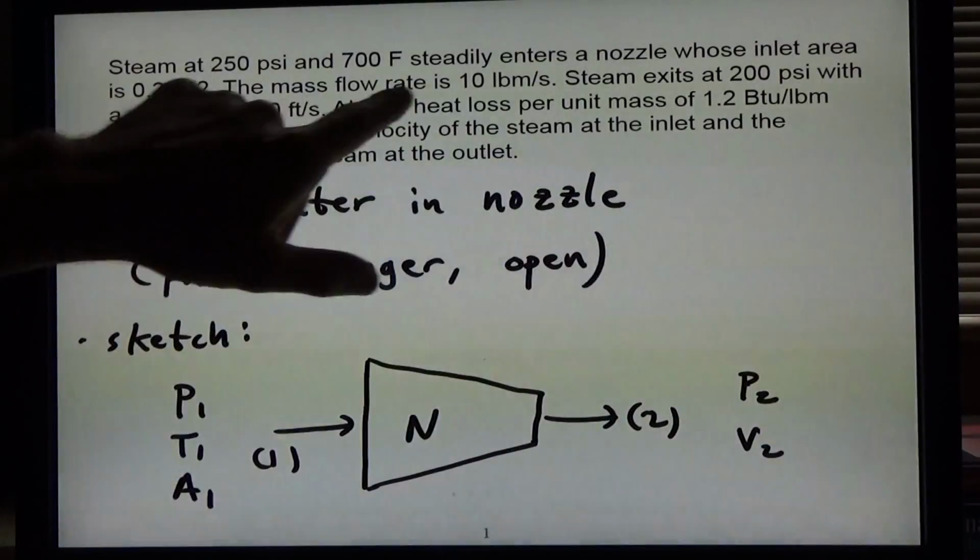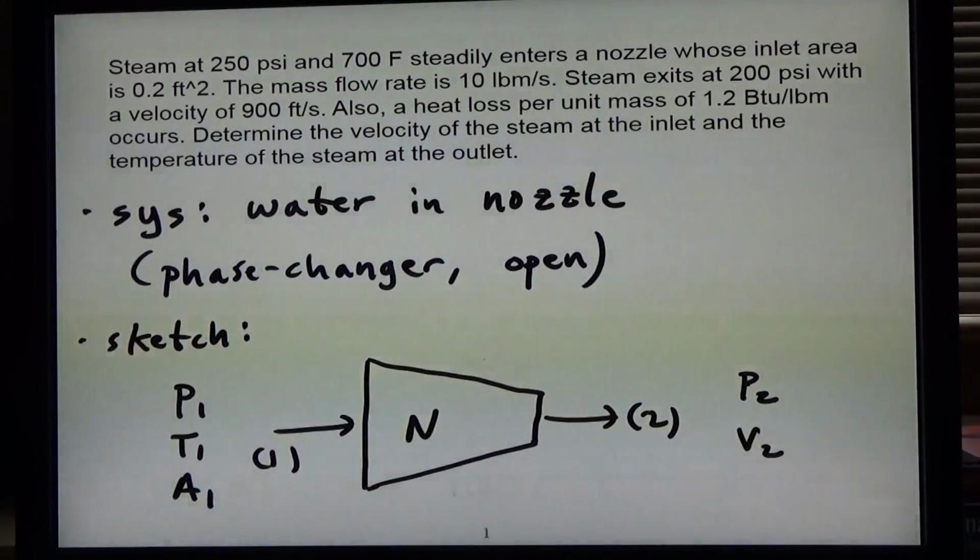Next thing is we define the conditions. So in this case, we have the chapter specific condition, steady flow. It actually says steady flow in this problem. It says that the steam enters steadily, but even if it didn't say that, we could assume that for all of these chapter 4 problems.